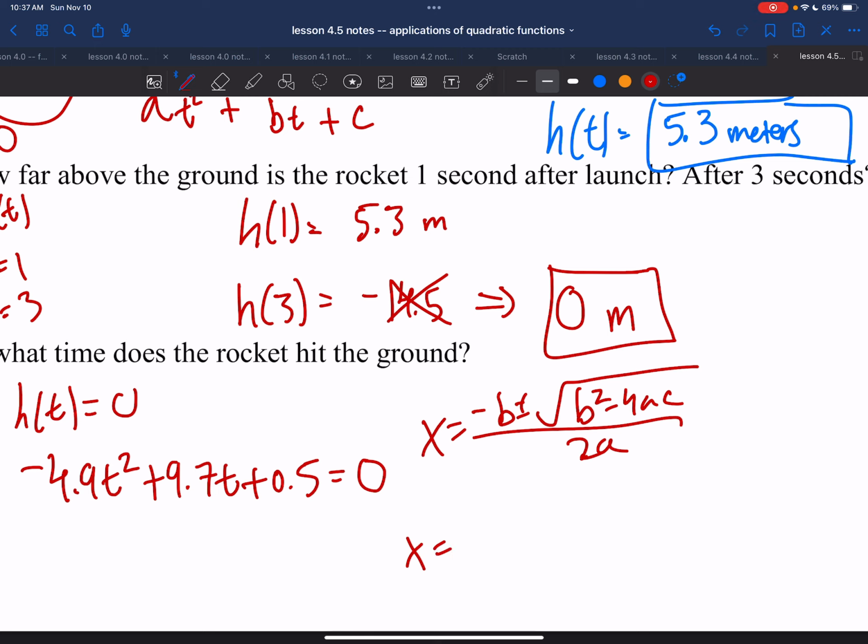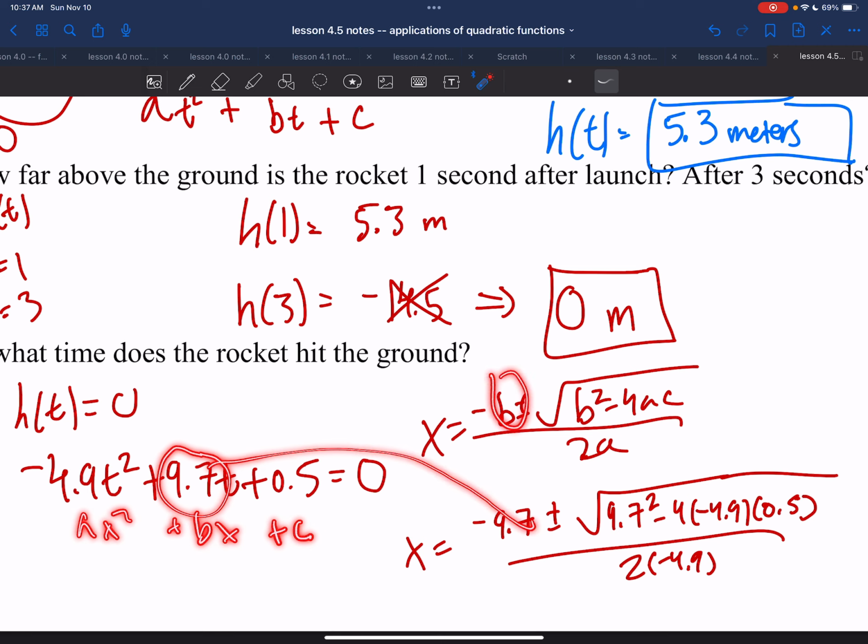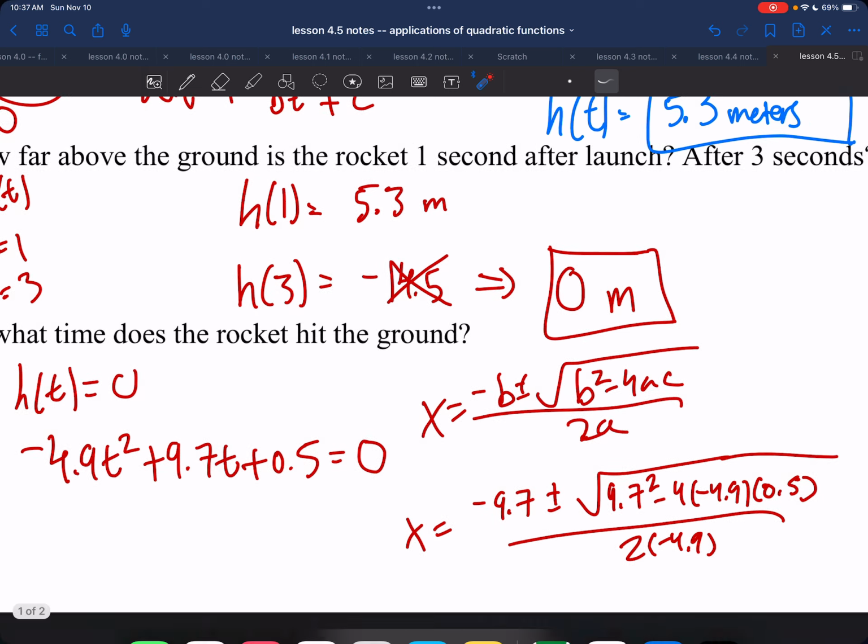So x equals, and I'm going to put in negative 9.7 plus or minus square root of 9.7 squared minus 4 times a times c all over 2a. And if you have no idea what the heck I'm doing, then you need to go look at quadratic formula, because that's just plugging numbers in, right? It's ax squared plus bx plus c. So I'm plugging in this for b, and so forth. That for a, that for c. Okay? This is something I'm going to type into my calculator and see both answers.